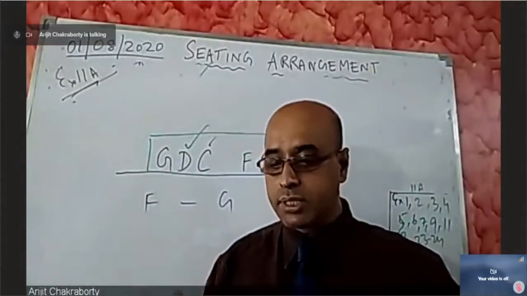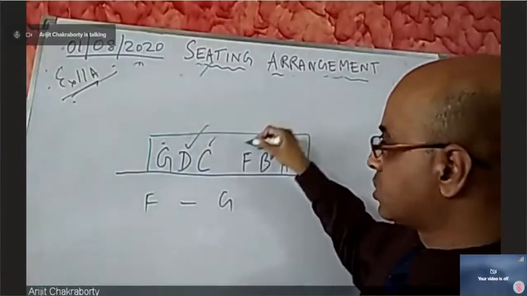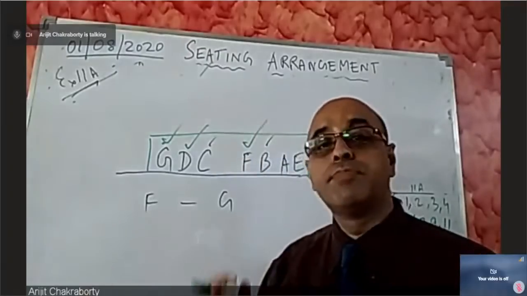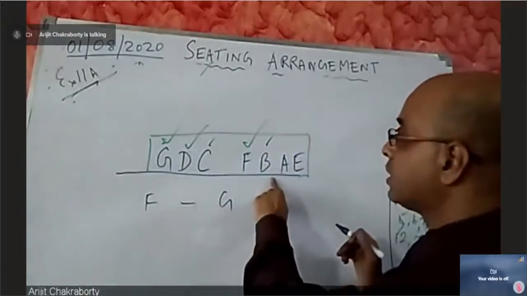F is not standing beside G. F is here, G is here. So the condition is met. B is not to the left of F. That means B is to the right of F.